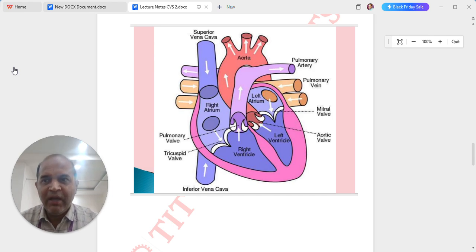So the heart has four chambers. One is the right atrium and right ventricle; this is the right side of the heart. Left atrium and left ventricle are the left side of the heart. So a total of four chambers are found in the heart, and two semilunar valves... sorry, two atrioventricular valves are found in the heart. One is the tricuspid valve, another one is the mitral valve or bicuspid valve.